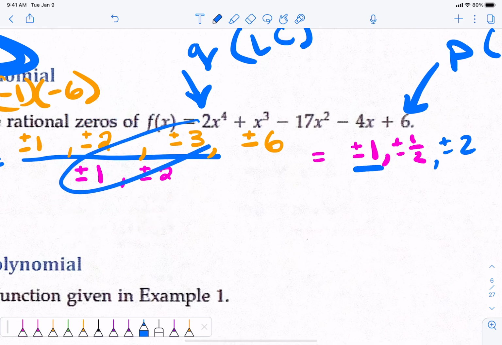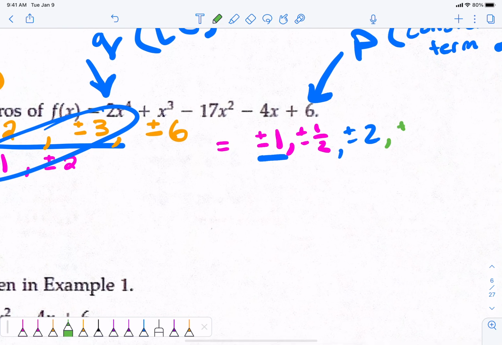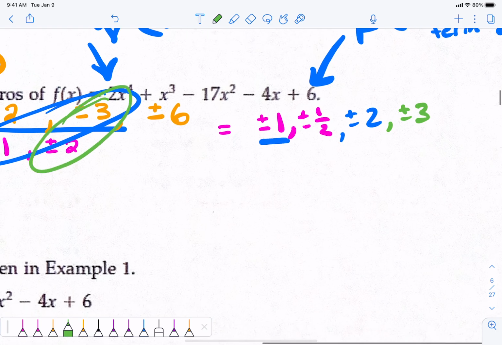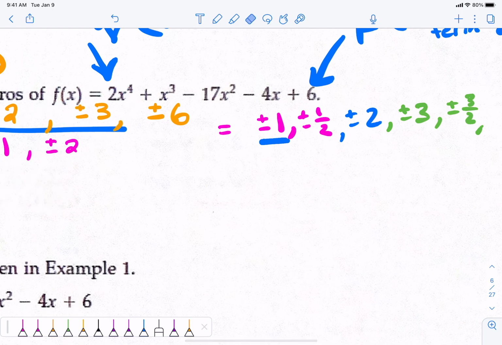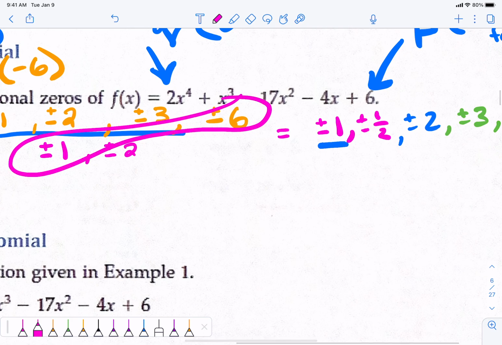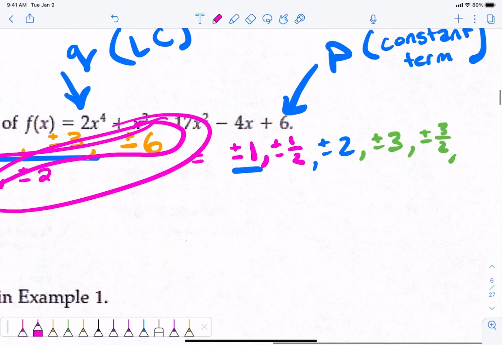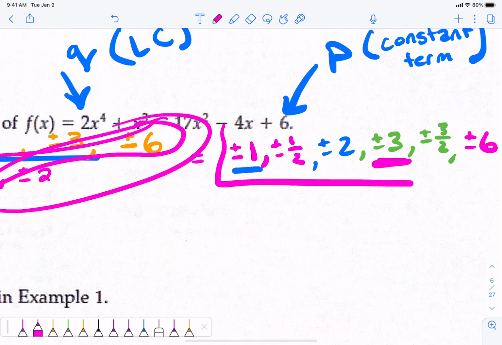So we have 3 over 1. I'm going to do a different color. So this is plus and minus 3. And 3 over 2, which is plus and minus 3 over 2. Okay. And then next, plus minus 6. Okay. Next, I'm running out of colors here. 6 over 1, which is 6, and 6 over 2, which is 3 again, but we only have to write it once. So plus minus 6. And then plus minus 3, but that was already written right here. Okay. So this is my big long list.